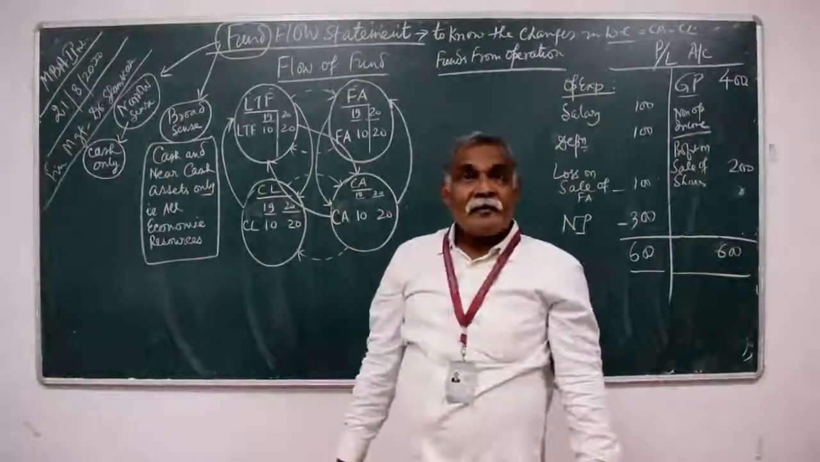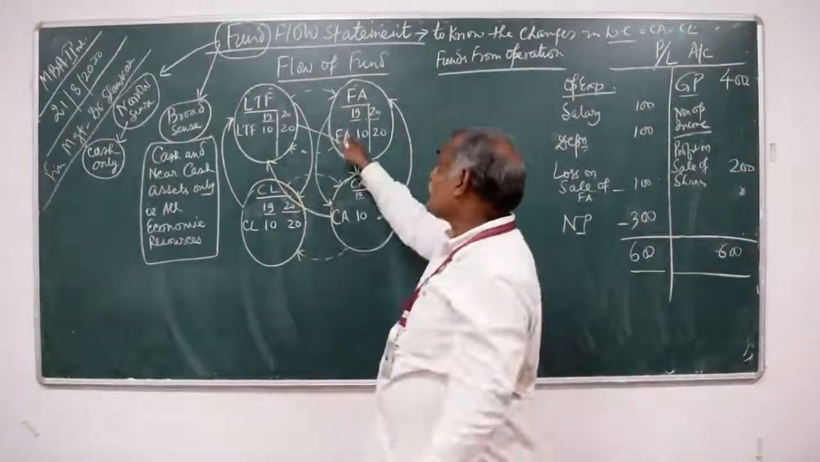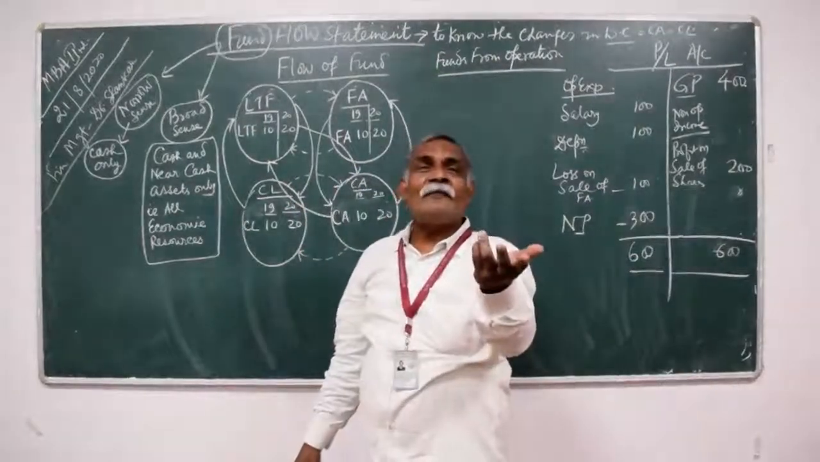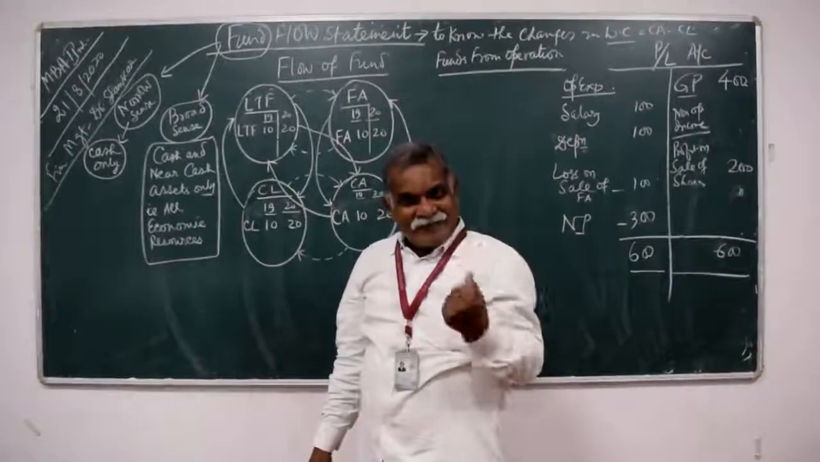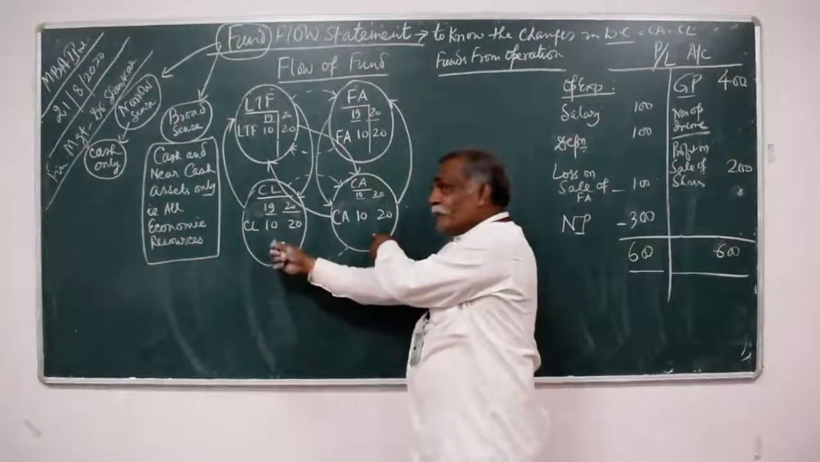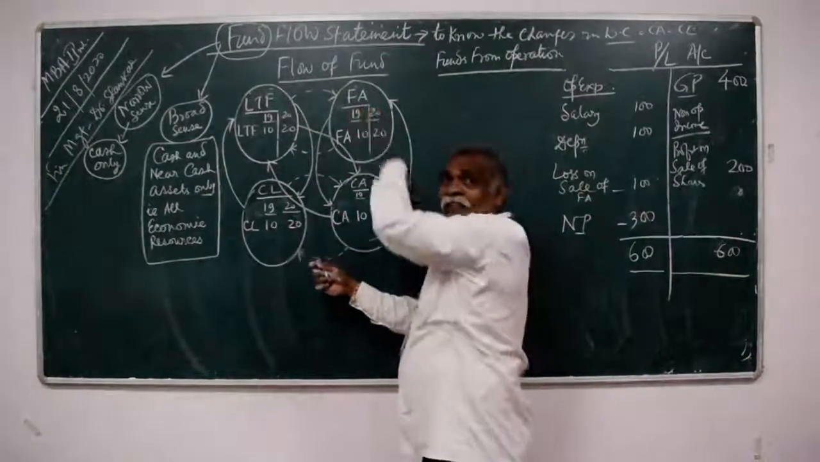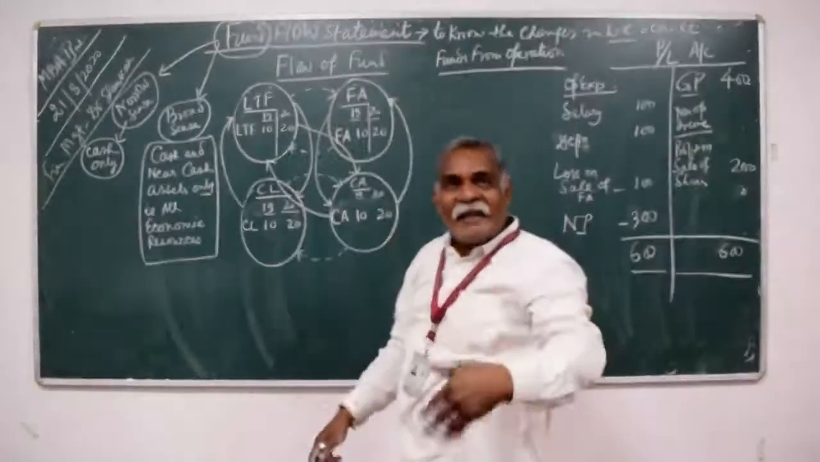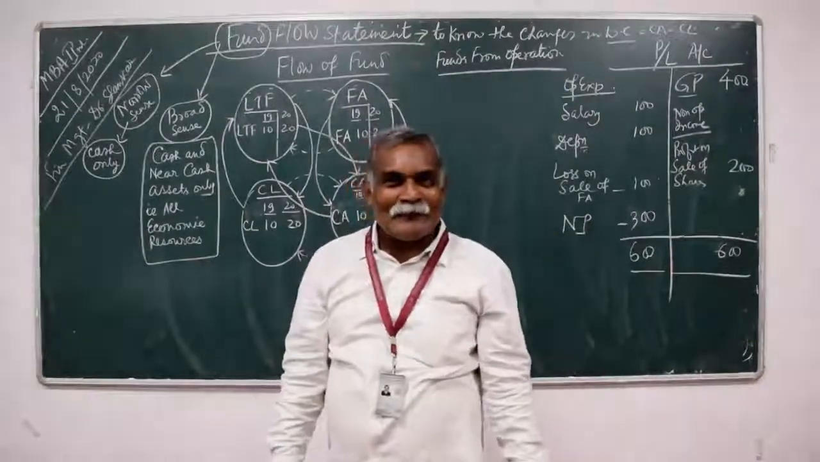How? Maybe the fixed assets you have sold, and when you sold the fixed assets, then what happened? You will get cash and your cash will increase. But because the transaction is between fixed assets and current assets, the amount of current liabilities remains the same and there is a change in working capital.